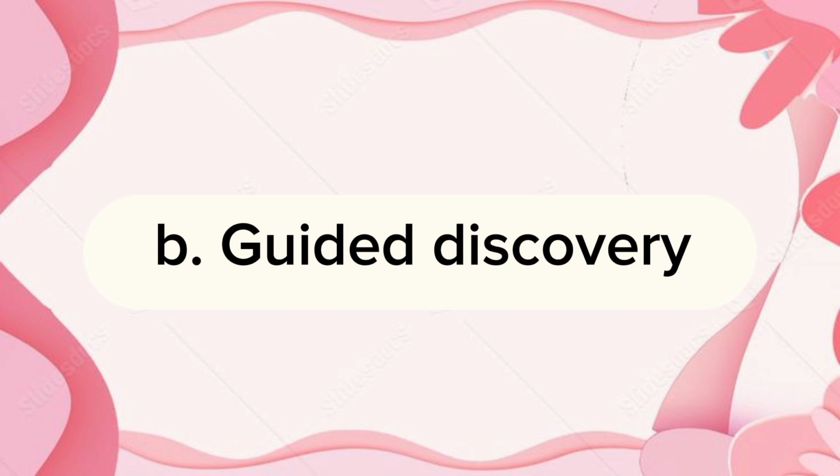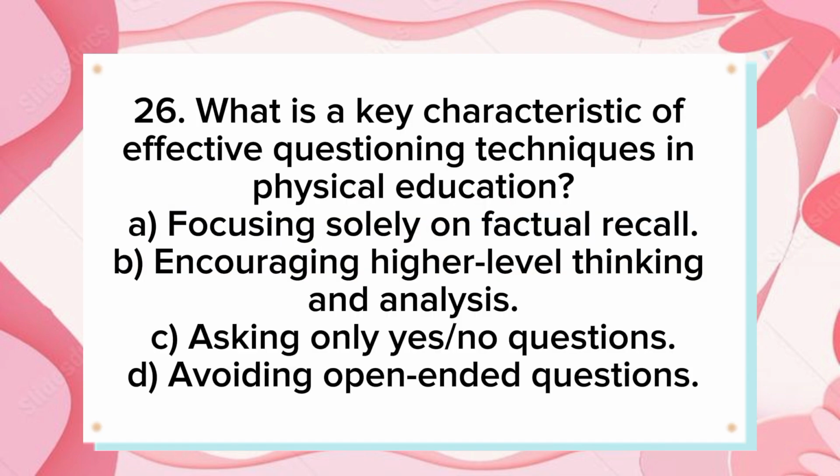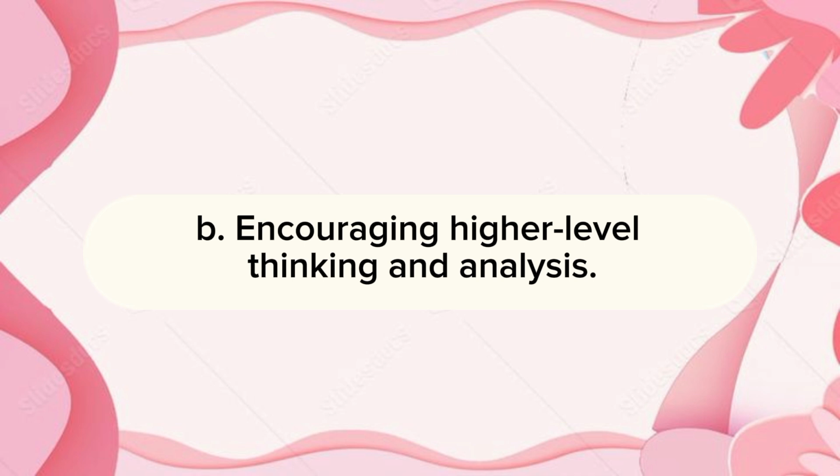Number 29. So what is your answer for number 29? Okay, that's correct. By using technology to track individual progress and adapt instruction accordingly. So why is that the answer? Because technology can be used to track students' progress, identify areas where they need support, and provide personalized feedback and instruction.